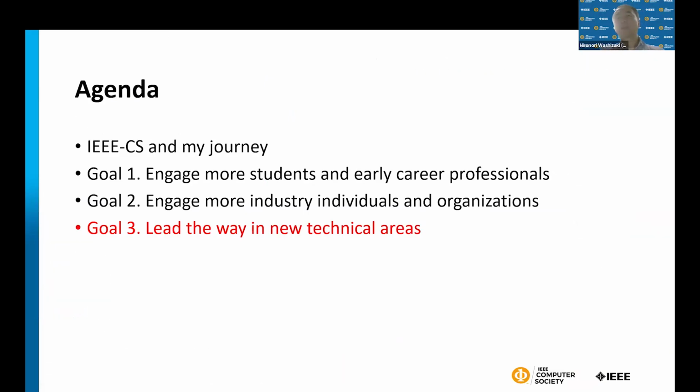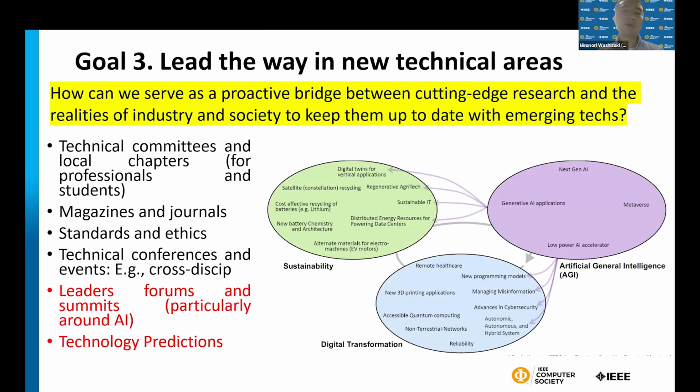That goal is: lead the way in new technical areas. That is much more related to what you said, how AI is addressed by IEEE CS. The key question is how can we serve as a proactive bridge between cutting-edge research and the realities of industry and society, to keep them up to date with emerging technologies such as generative AI, next-generation AI, and even quantum computing and so on.